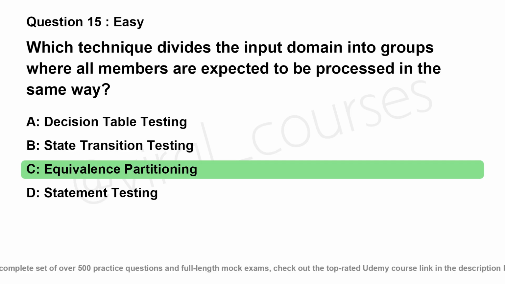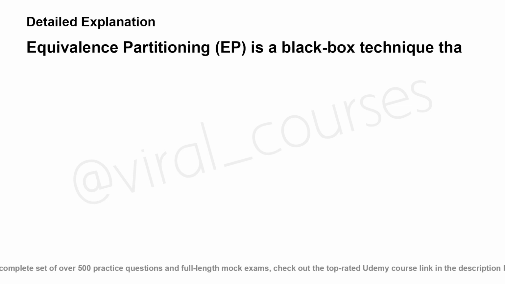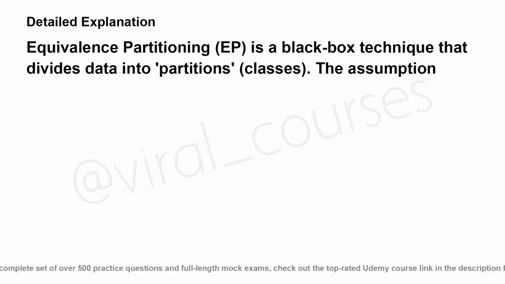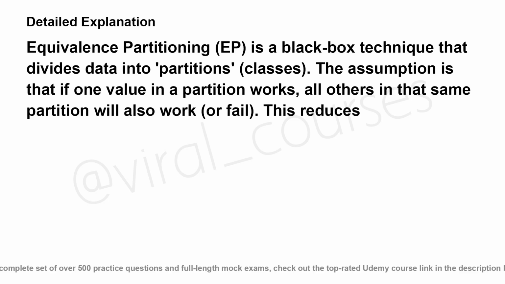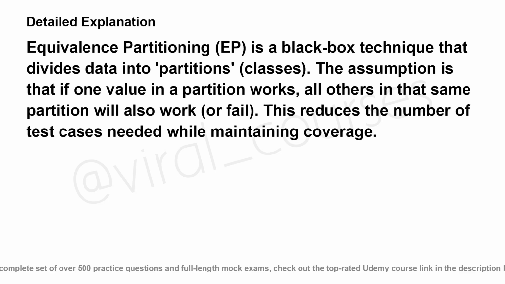The correct answer is C. Equivalence partitioning. EP is a black box technique that divides data into partitions, classes. The assumption is that if one value in a partition works, all others in that same partition will also work or fail. This reduces the number of test cases needed while maintaining coverage.